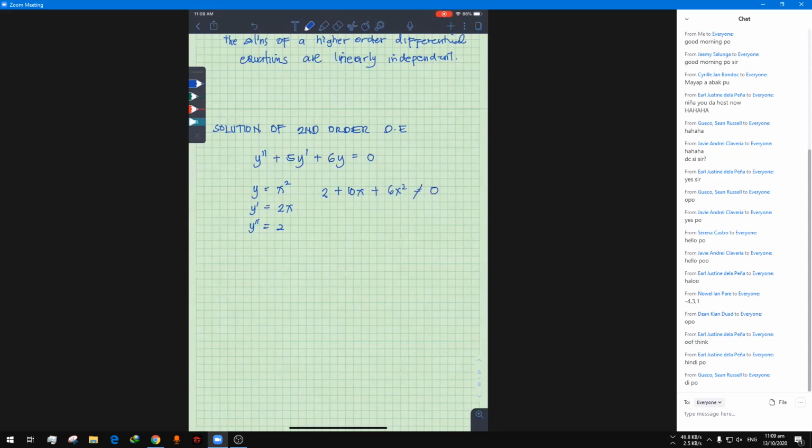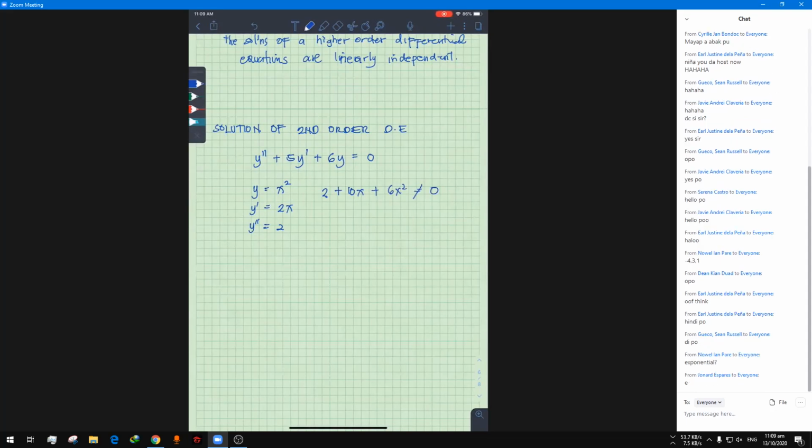What do you think? Anong function na kapag derive mo siya, hindi nagbabago yung order niya? Kahit i-derive mo siya, hindi nagbabago. Oh, very good. Exponential. Okay, so Noel and Jonard, exponential. Si Earl. So that is what is good with exponential, na hindi siya nagbabago.